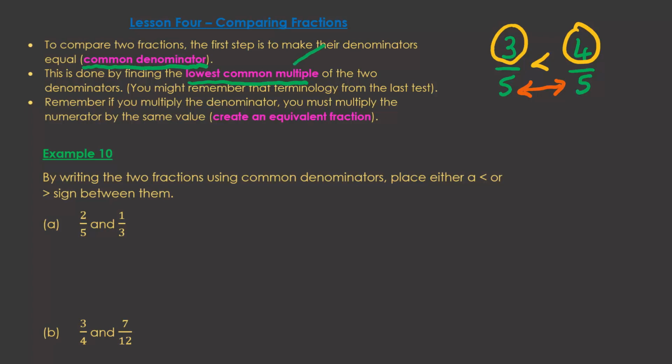And I'm going to make a note here. You don't necessarily have to find the lowest common multiple. You just need to make the two denominators the same. And maybe I'll look at that in the example below when we come down to example 10. Remember, if you multiply the denominator, you must multiply the numerator by the same value. In other words, you need to create an equivalent fraction to the one that you have.